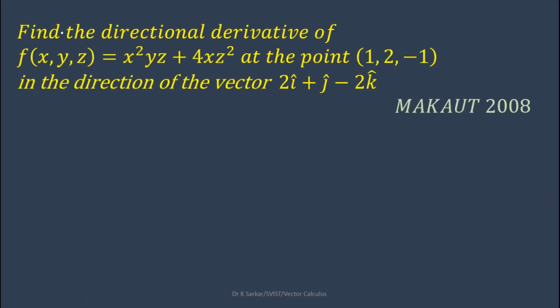Next question, find the directional derivative of f of xyz equals x square yz plus 4xz square at the point (1, 2, minus 1) in the direction of the vector 2i plus j minus 2k. Similar question, work out yourself. If you have any question, drop in the comment box.